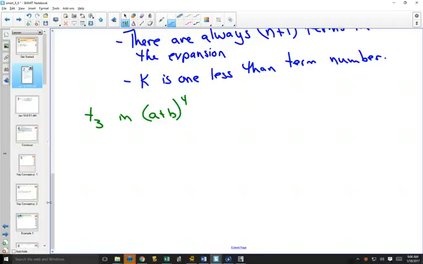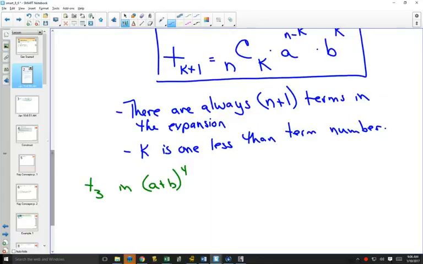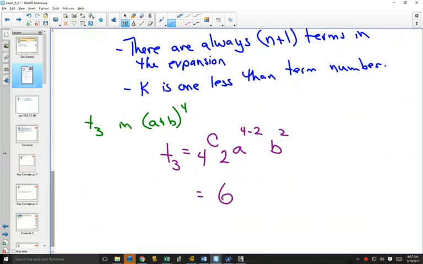So when we go to our formula, I'll just scroll up so we can see it here. t sub k plus 1. Well, we're finding term 3 in that purple one. If we're finding term 3 in that purple one, that means that k is going to be 2. The n value always comes from the exponent. So here we're going to get 4 choose 2, we have a to the 4 minus 2 and b to the 2. Calculate 4 choose 2 is 6. 4 minus 2 is a squared, b squared. And does that match up with what our third term was? Yes, it does.